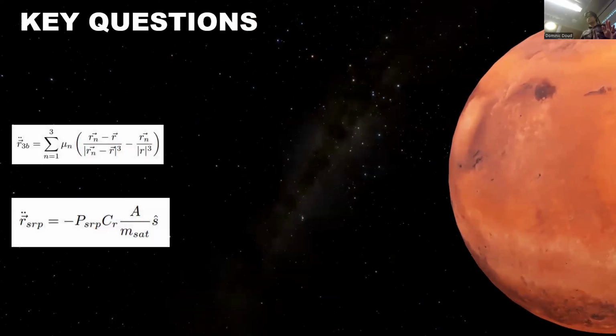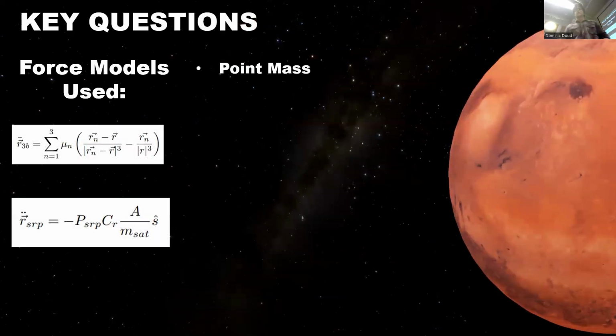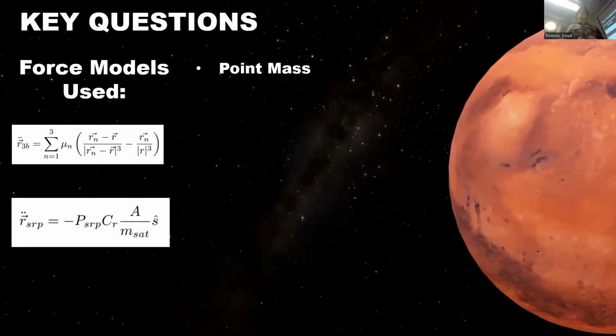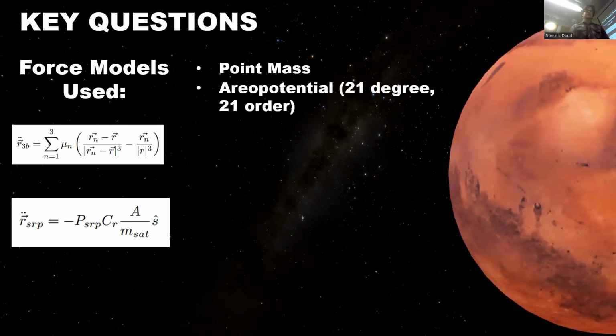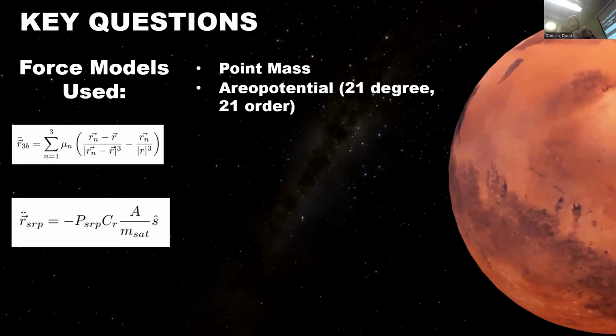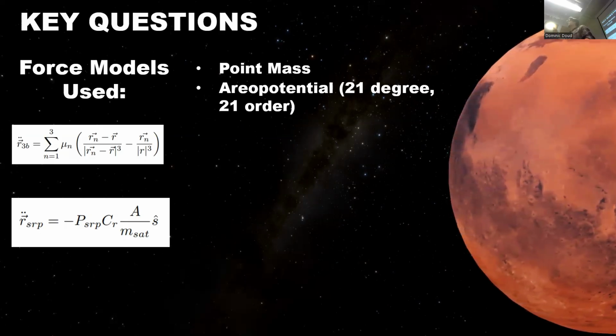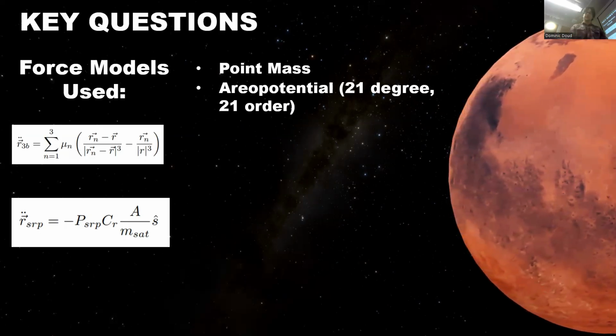Okay, let's talk about force models. So there's a couple force models we used. We used point mass. That's what we're all familiar with. Mars is just a dot. We used the areo potential. I went to 21 order. Remember when we said L equals M equals 2? Now L equals M equals 21.